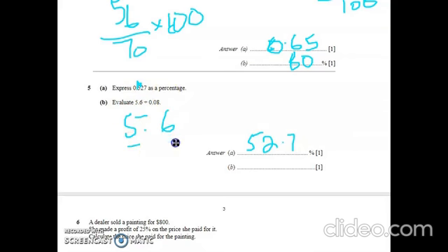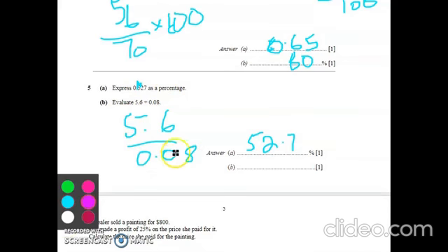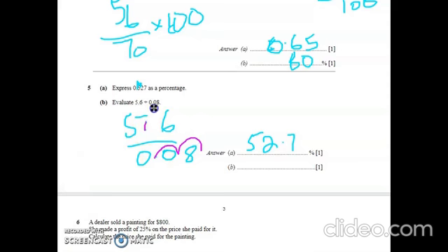5.6 divided by 0.08. First, the best thing is that you get rid of the decimal. So you move 2 places forward, and over here also you move 2 places forward. So this becomes 560 divided by 8, and 560 divided by 8 is 70.